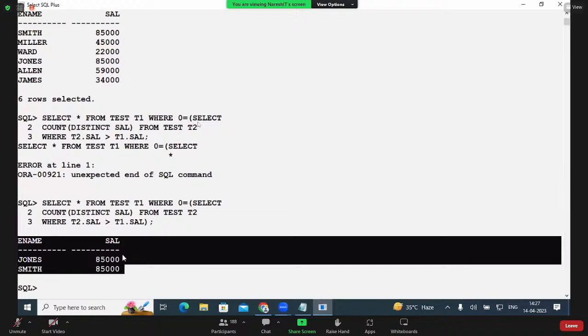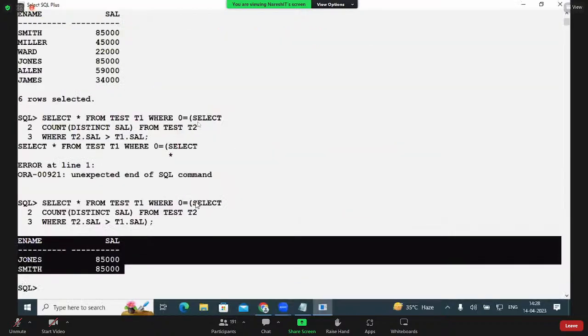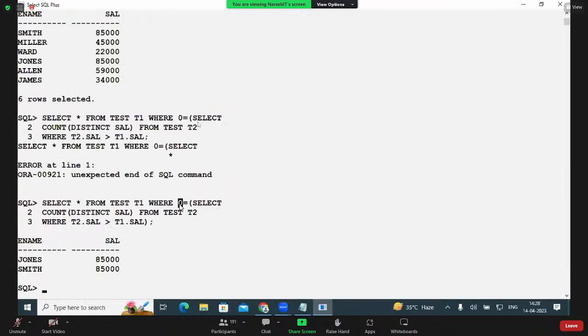Suppose we now need to find the third highest. For the third highest, I don't want to change anything here. Where do I want to change? N minus 1. Third highest means n equals 3. 3 minus 1 equals 2. I just have to put it here. In place of 0, I want to put 2. Now you can see.